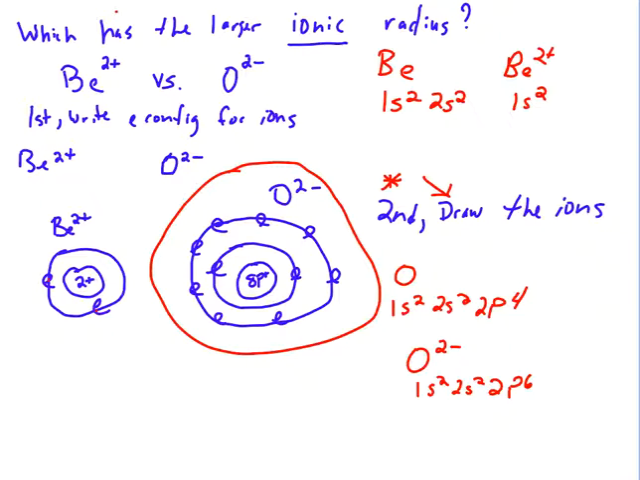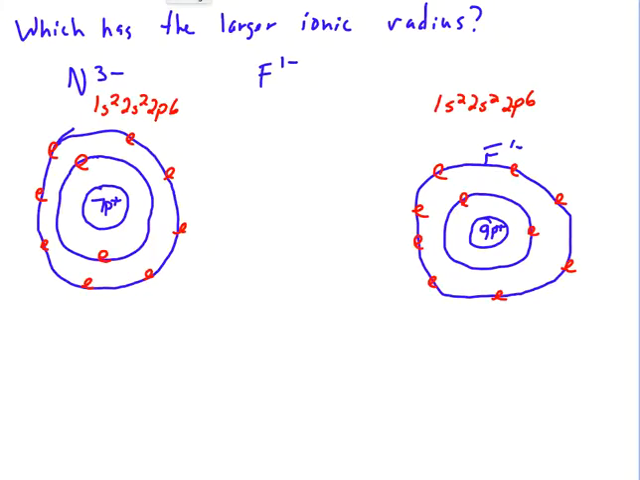All right, let's look at one more case. Which has the larger ionic radius, nitrogen 3 minus or fluorine 1 minus? The first thing you should do is write the electron configurations, which I've already done here. Nitrogen 3 minus is 1s2, 2s2, 2p6, and fluoride 1 minus is 1s2, 2s2, 2p6. Nitrogen gained 3 electrons, fluorine gained 1, but they have the same identical electron configuration.